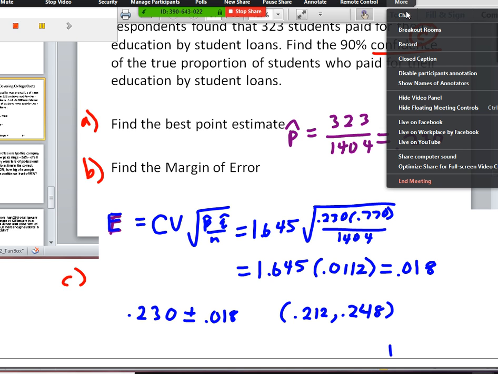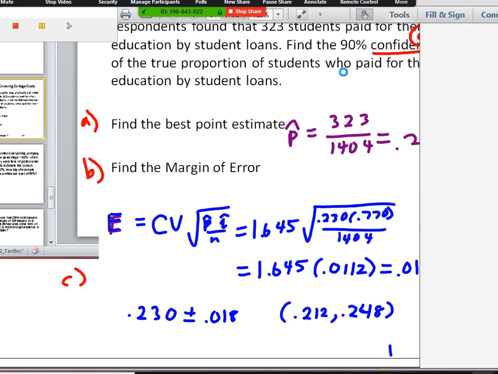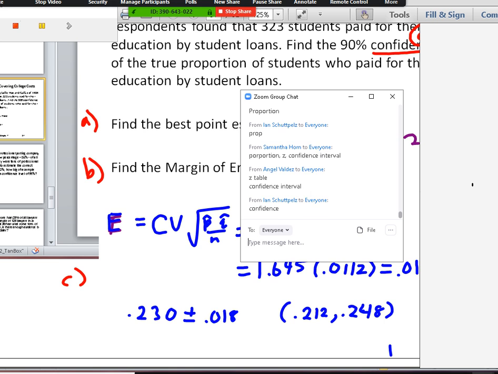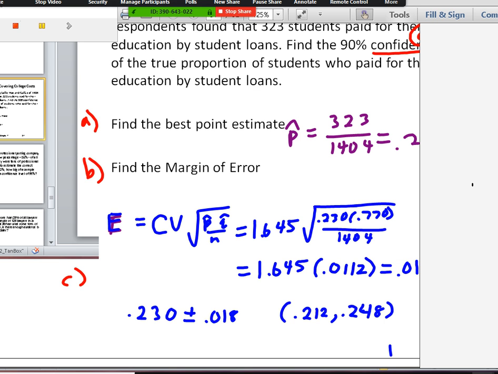Oh, I don't have my chat up. Try that again. Questions? Which one? 3 decimal places or 3 sig figs? 3 sig figs. Okay. Yeah, 3 sig figs.